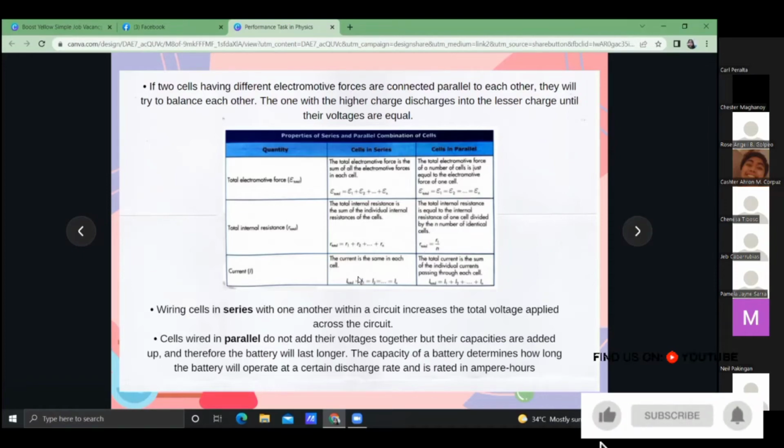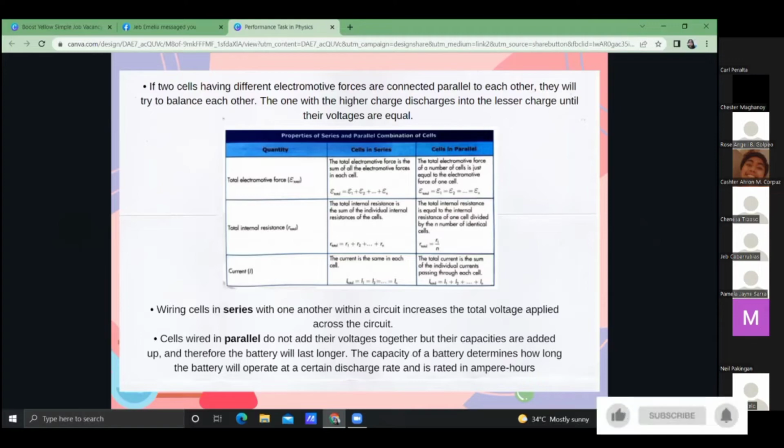If the cells are in series and we are looking for the current, then the current is the same in each cell, which is I total is equal to I sub 1 equals I sub 2 equals so on and so forth. If the cells are in parallel, then the total current is the sum of the individual currents passing through each cell. So I total is equal to I sub 1 plus I sub 2 plus so on and so forth.